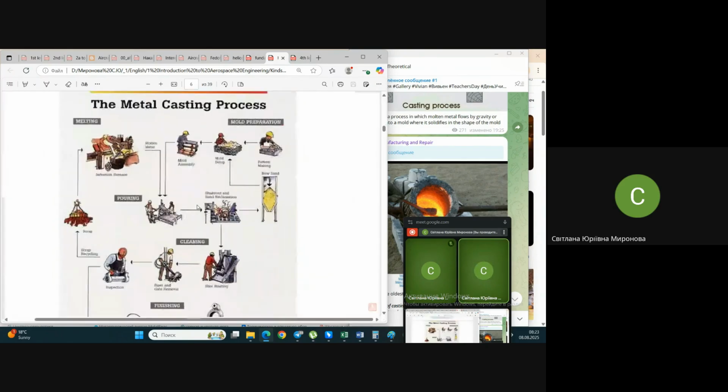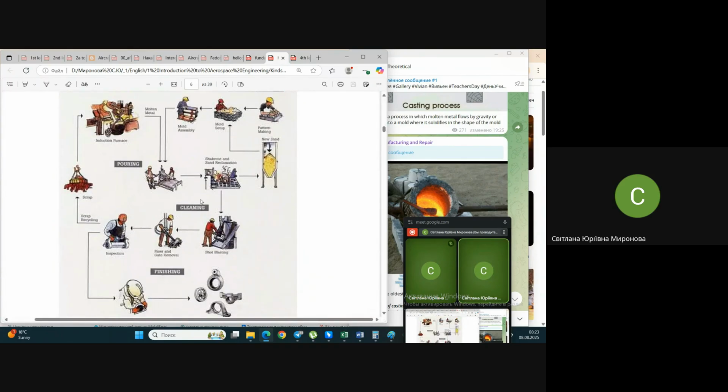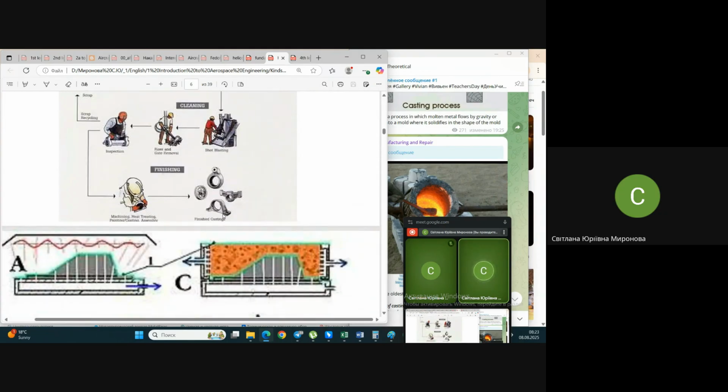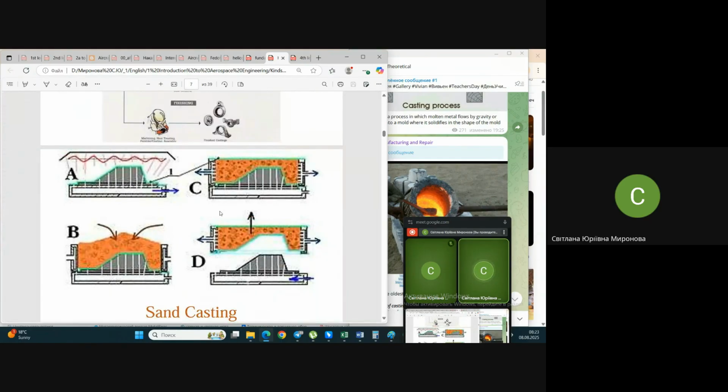So, the metal casting process is illustrated here. First we have some material to fuse, let's say. Next comes pouring material into the mold. Next, removing material from the mold. And when you remove material from the mold, as I already said, or forgive me, maybe it's better to show this slide.